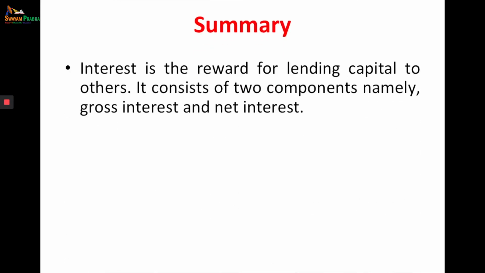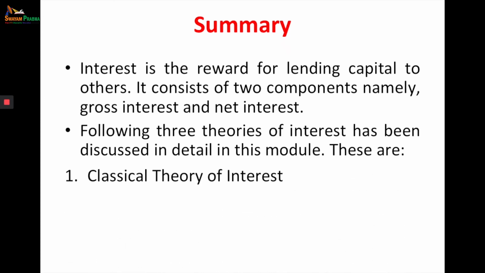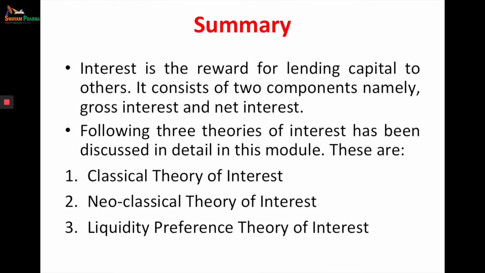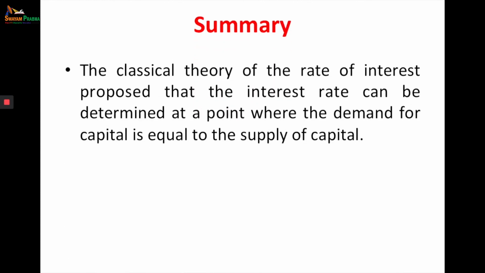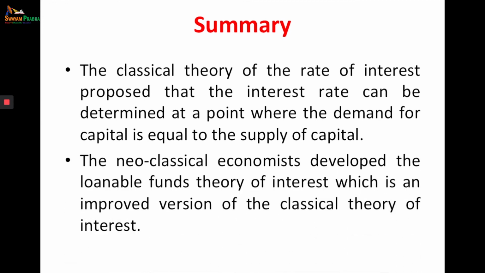In the first part we have discussed interest. Interest is the reward for lending capital to others. There are various definitions, but we have discussed briefly, one by one, three theories. We have also discussed the two important components, that is gross interest and net interest. Three theories: classical theory of interest, new classical theory, and liquidity preference we have discussed. The classical theory says that the rate of interest will be determined where the demand for capital is equal to the supply of capital, whereas the new classical says no, loanable funds play an important role, where the demand for loanable funds is equal to the supply of loanable funds. That point will be the equilibrium point.